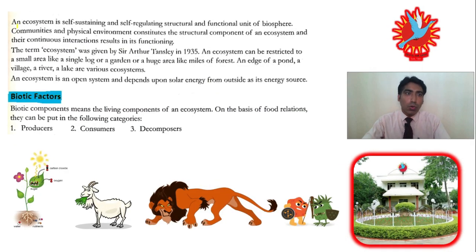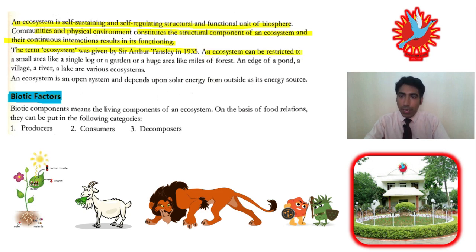So an ecosystem is a self-sustaining, self-regulating, structural and functional unit of the biosphere. Communities and physical environment form the structural component of an ecosystem, and their continuous interactions result in its functioning. The term ecosystem was first given by Sir Arthur Tansley in 1935. So Sir Arthur Tansley first coined the term ecosystem.